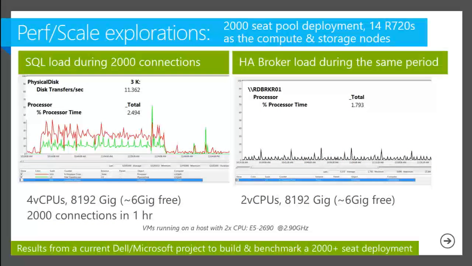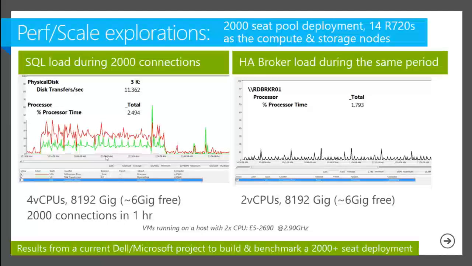Okay, next is the load on the SQL Server. Remember I said the load on the SQL Server is not that bad? So this is 2,000 connections coming in over a period of 1 hour. You see the middle bump in the SQL Server. This is the disk I/O on the SQL Server. And in this period, we're using about 2.5% of the CPU. This is a 1 hour period.